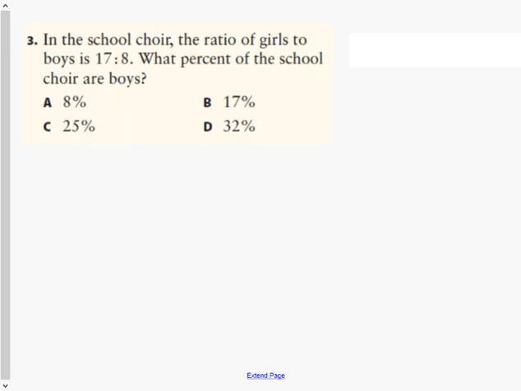Question 3, in the school choir, the ratio of girls to boys is 17 to 8. So there's 17 girls to 8 boys. Girls to boys are 17 to 8. Now we know what kind of ratio this is.